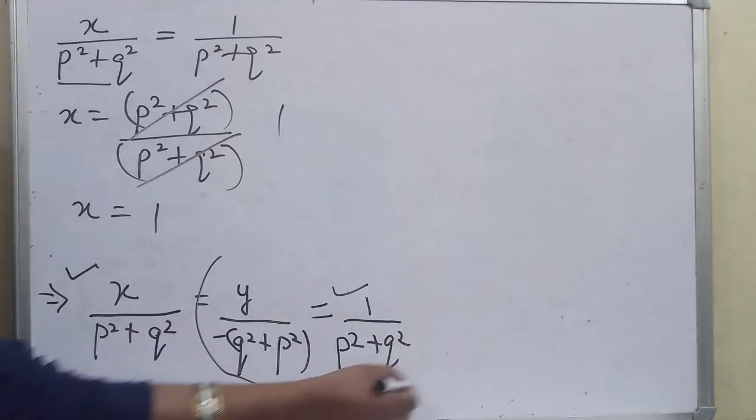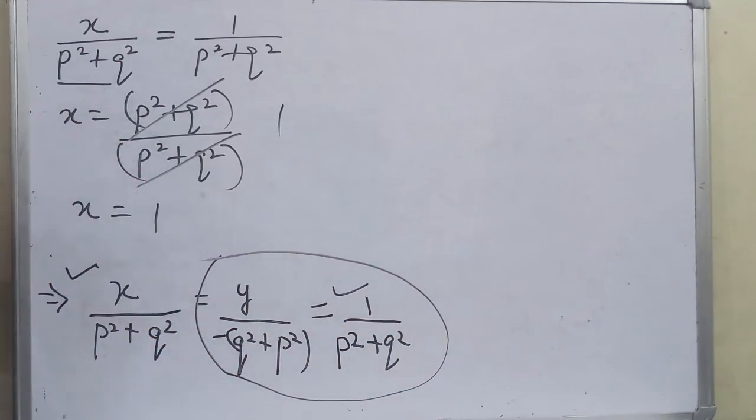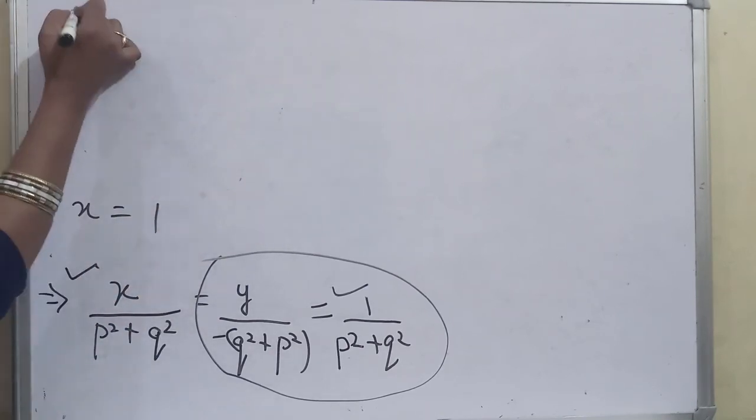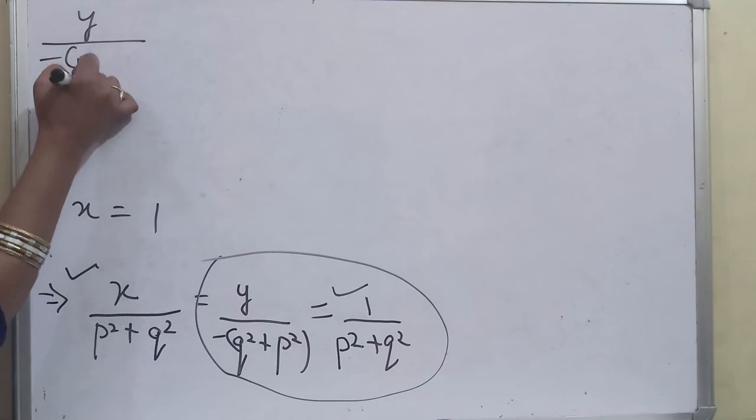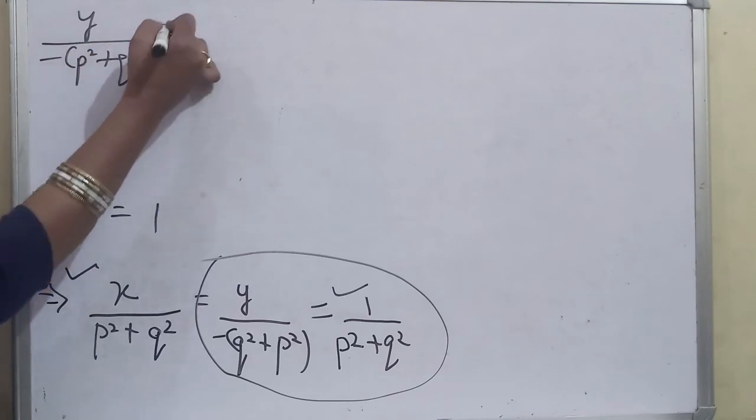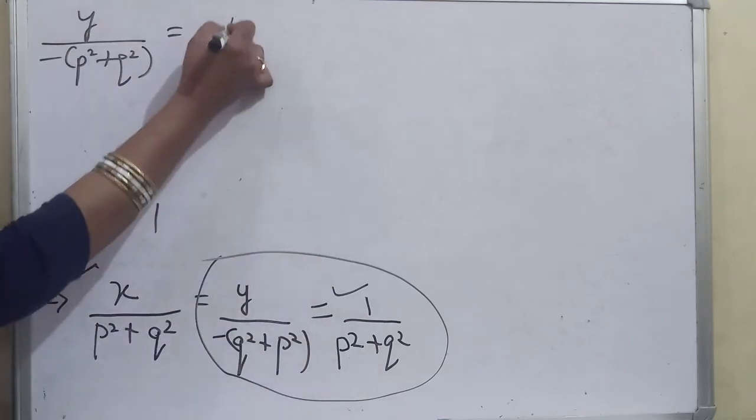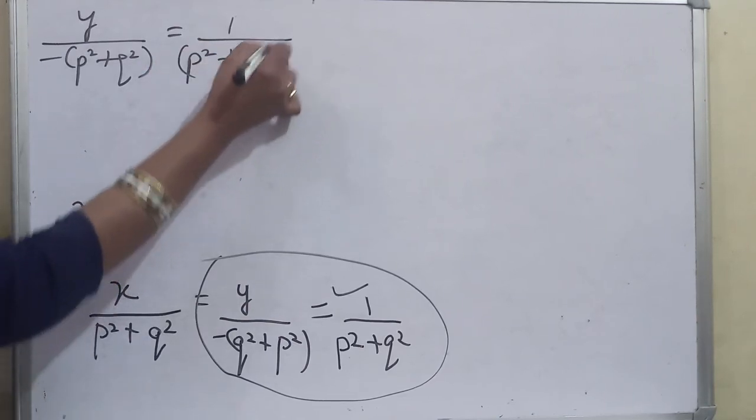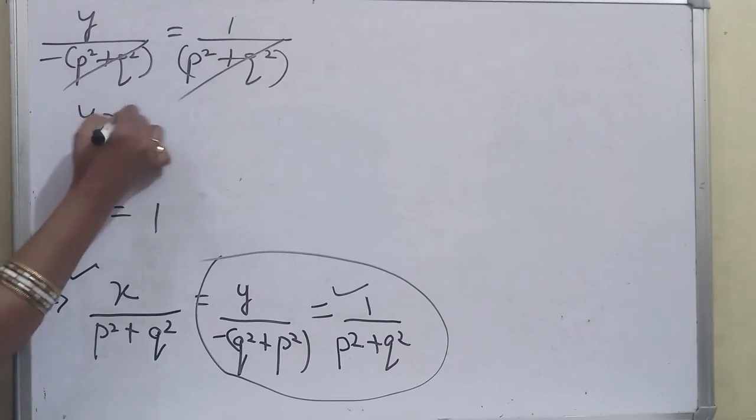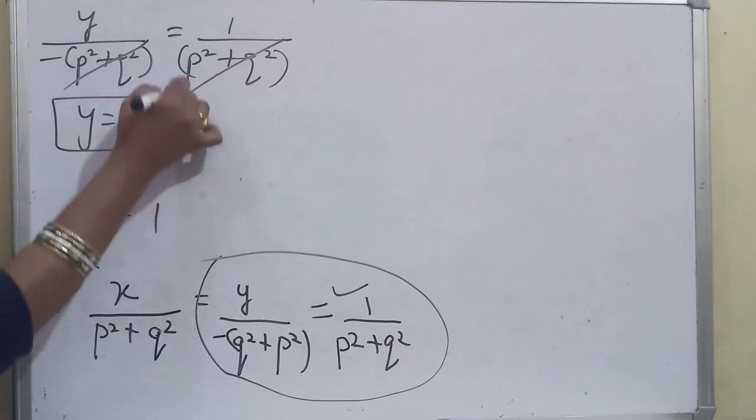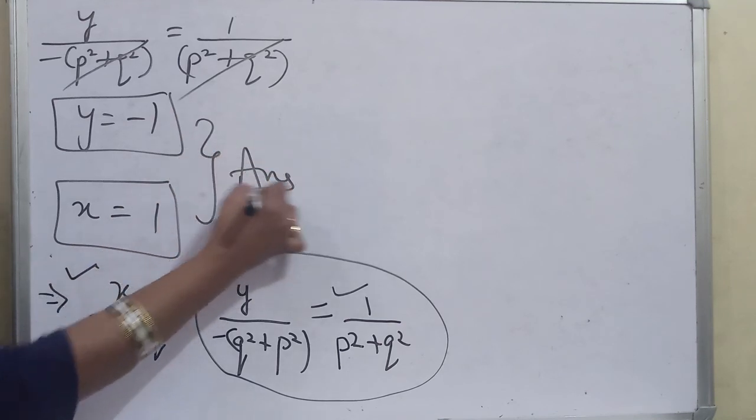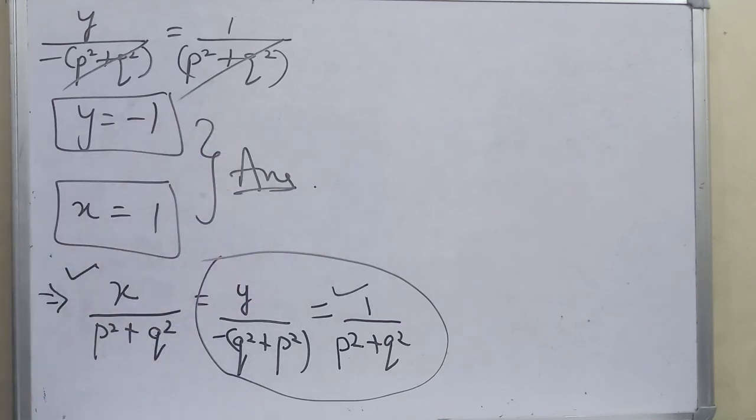Similarly, if we take these two together, I can find out the value of y from there, and we'll have y upon minus p square plus q square equals 1 upon p square plus q square. This whole will cancel out and y equals minus 1. So y equals minus 1 and x equals 1 are the solutions of the given linear equations.